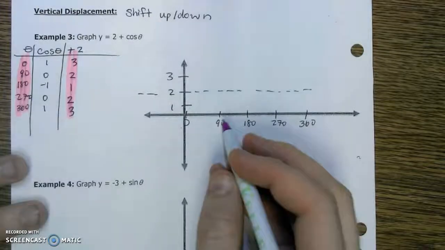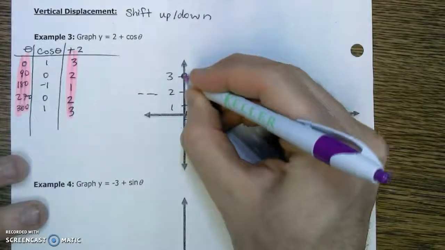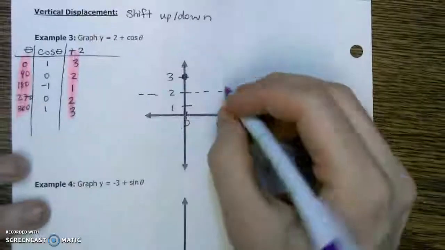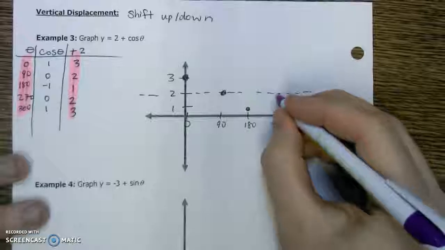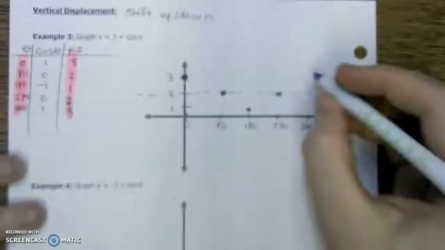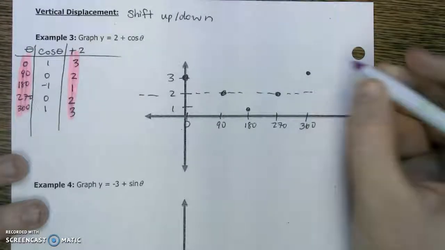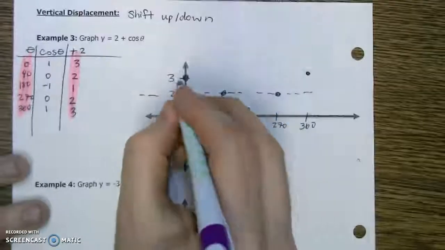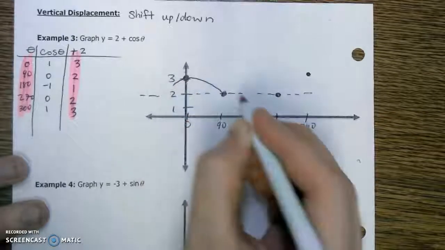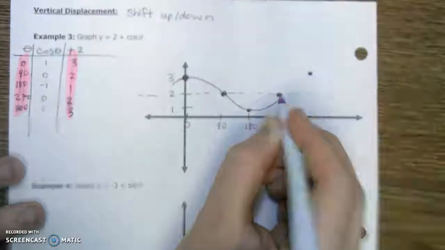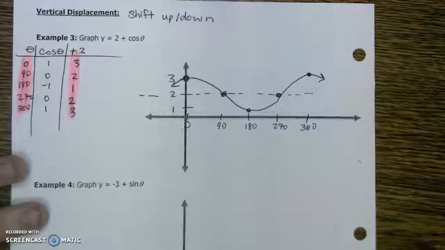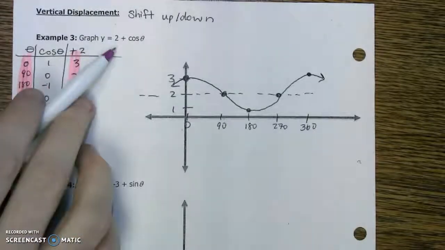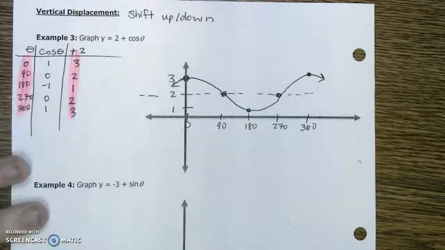So 0 is at 3, put a point. 90 is at 2, so on the dotted line. 180 is at 1. 270 is at 2 again, back to the dotted line. 360 is at 3. So I want to know where the sinusoidal axis is so I know how to curve the graph. So it curves down, curves up, curves down. And so that is what your graph should look like. So this has been a vertical shift of 2 units up.